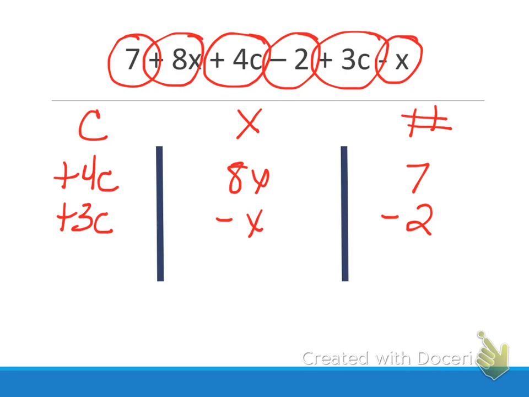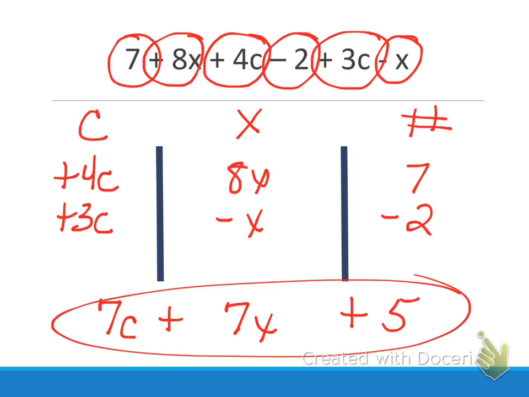Okay, hopefully that's what you have so far. Now, if you didn't put yours in alphabetical order, it's okay, but it's good if you did. It's better if you did. Now, let's go ahead and combine them. So we have 4C plus 3C is 7C, plus 8X minus X is 7X, and 7 minus 2 is 5. And don't forget your plus signs in between.